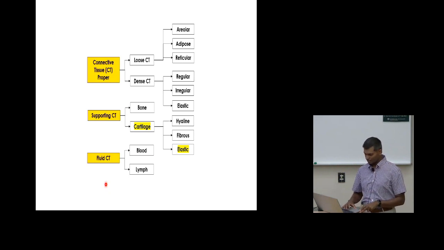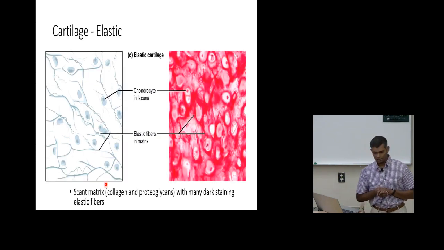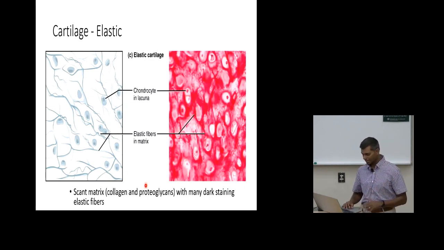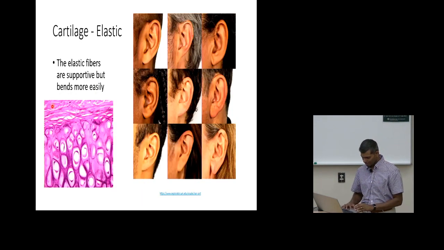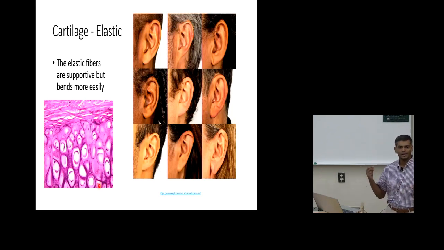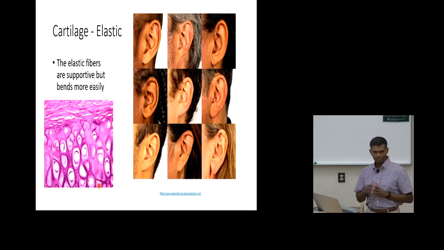And finally, we talk about elastic cartilage. Elastic cartilage has fewer collagen fibers, but what it predominantly has is the darkly staining elastic fibers. Here is a picture showing you the elastic fibers which stain darkly, and one place where you would observe this is the human ear, because it's pretty elastic.